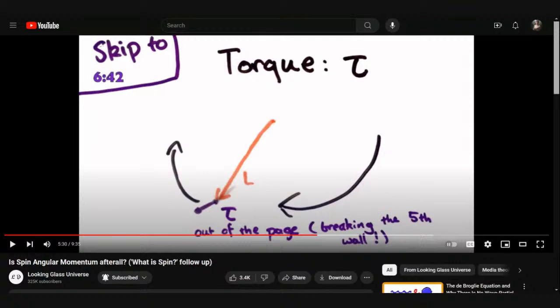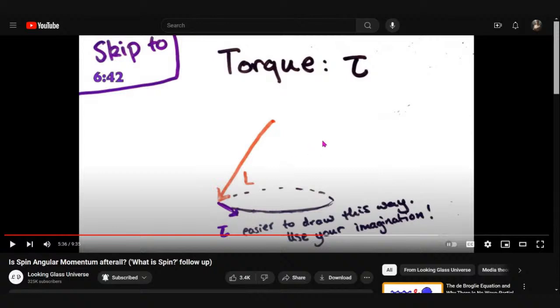Well, I don't know what she's drawing there. She's drawing some sort of an arrow. Where, if you want to draw something out of the page, you draw a circle with a dot. That means coming out of the page. Moving into the page is a circle with an X. That's the notation. I don't know what she's talking about. Tau, easier to draw this way. Use your imagination.